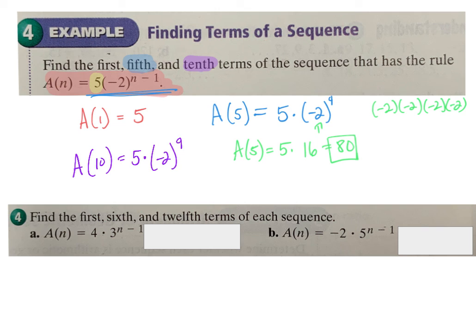Pay attention to your negatives. If you have a negative raised to an odd power, your answer will be negative, all right? So if I take negative 2 to the 9th power, that's negative 512. It's a big one. Multiplied by 5, all right? And when I do that, I get negative 2,560, which means this is the 10th term of this sequence that they have given me.